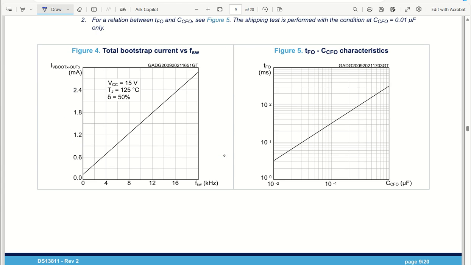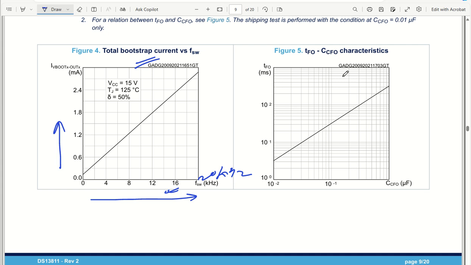Total bootstrap current versus FSW, that is switching frequency. You can see as my switching frequency is increasing, up to around 16 kilohertz, reaching 20 kilohertz maximum, my bootstrap current is increasing slowly.